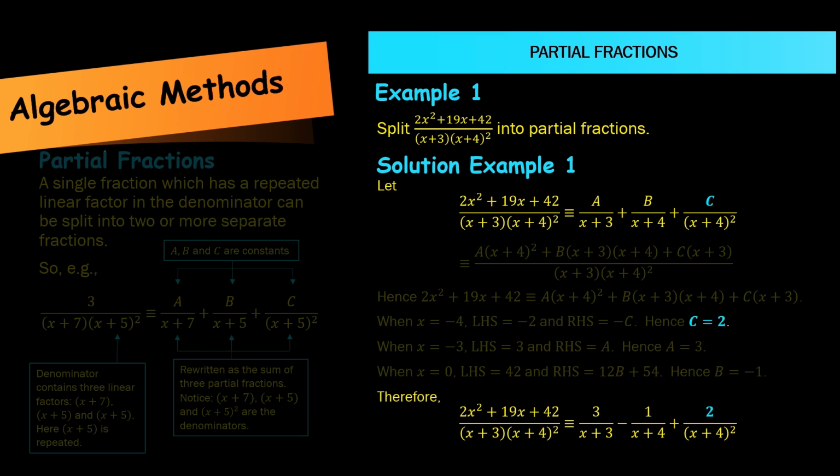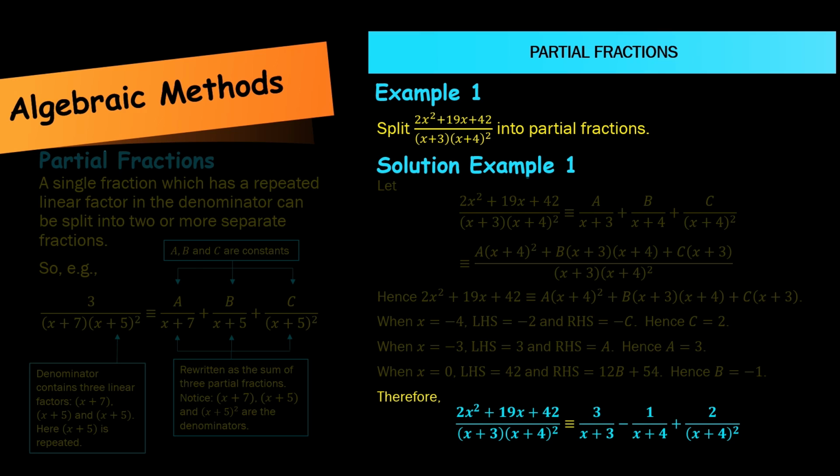We can now plug in the values of A, B and C into our original identity. So C equals 2 goes here as shown, A equals 3 goes here as shown, and B equals minus 1 here. We now have our original fraction expressed as partial fractions.